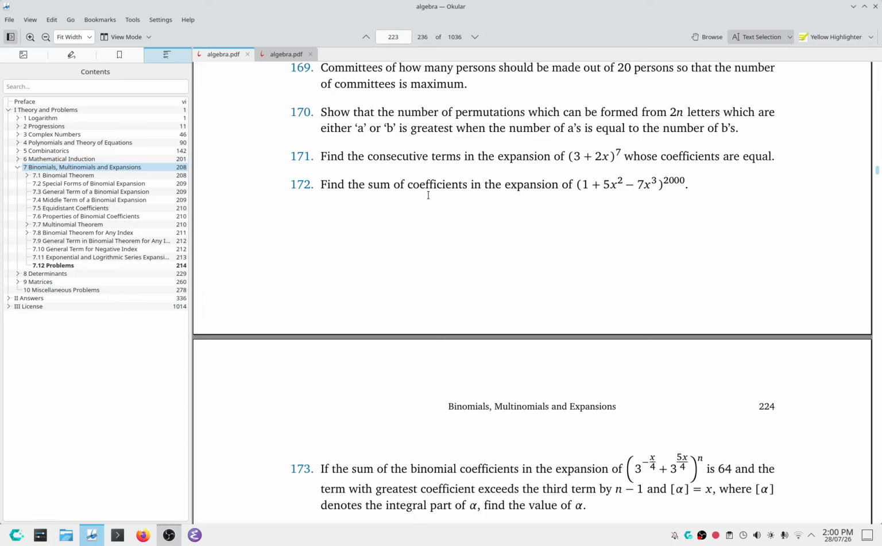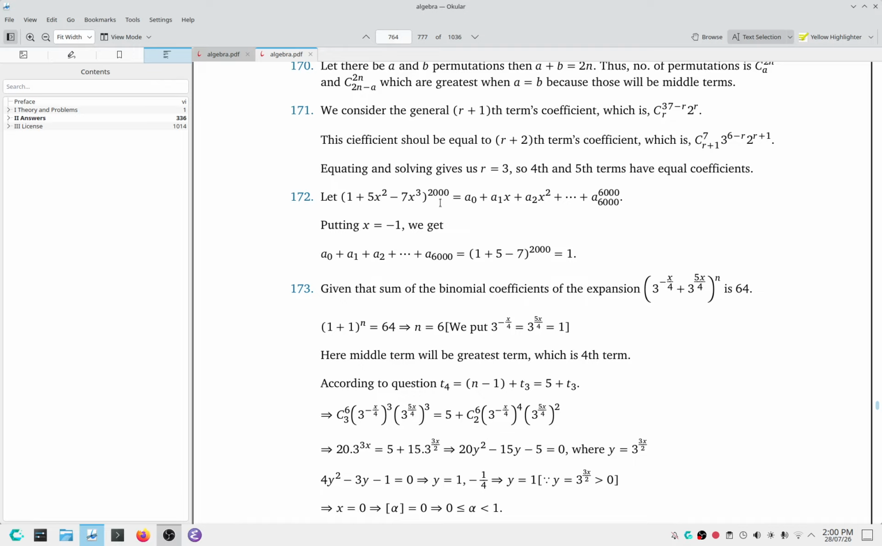Okay, so now we move on to question 172. Find the sum of coefficients in the expansion of (1 plus 5x squared minus 7x cubed) to the power 2000. So we let the coefficients be a0, a1, a2 up to a6000, with x to the power 6000. There should be x to the power 6000, again a typing mistake. We put x is equal to 1, we get a0 plus a1 plus a2 up to a6000. This should be plus 1, not minus 1. So we get (1 plus 5 minus 7) to the power 2000, which is equal to 1. So two massive typing mistakes, one is here, another is here.